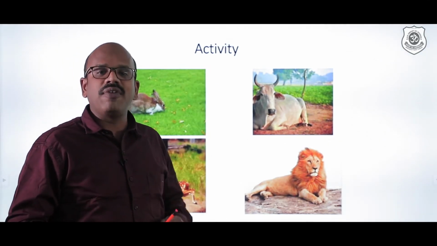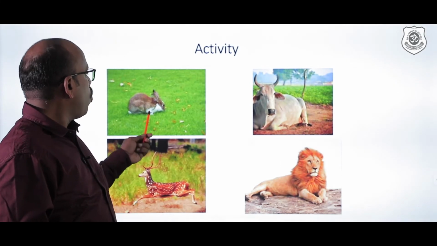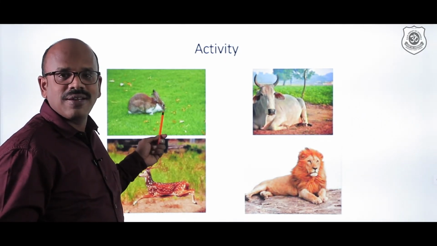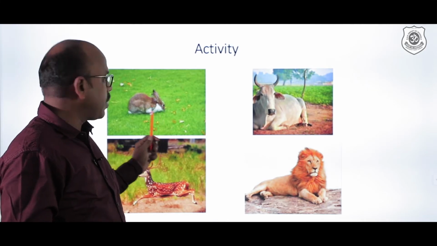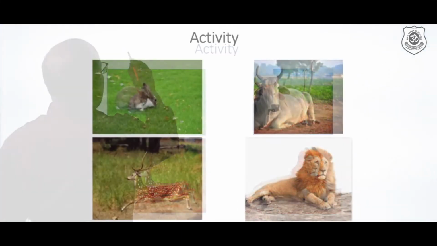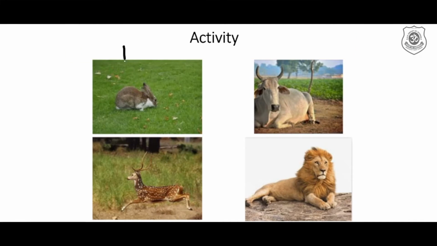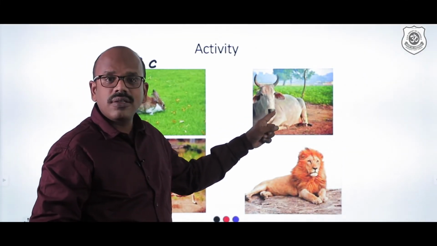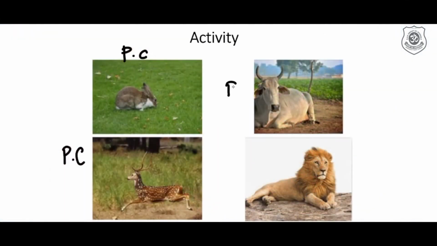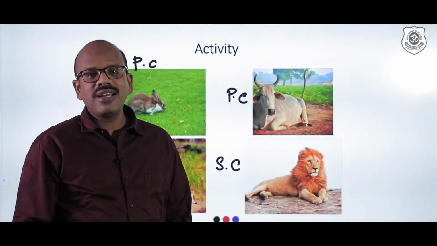Now let us have a small activity. You can just involve with me and tell what this is. Of course, you all know it is a rabbit, but my question is not that. Whether it is a primary consumer or a secondary consumer. Yes, you are right. A rabbit is a primary consumer. And what about this deer? Yes, this is also a primary consumer. What about this? Yes, again, this is also a primary consumer. And the lion, it is a secondary consumer. Yes, so if your answers are right, again, you can applaud yourself.